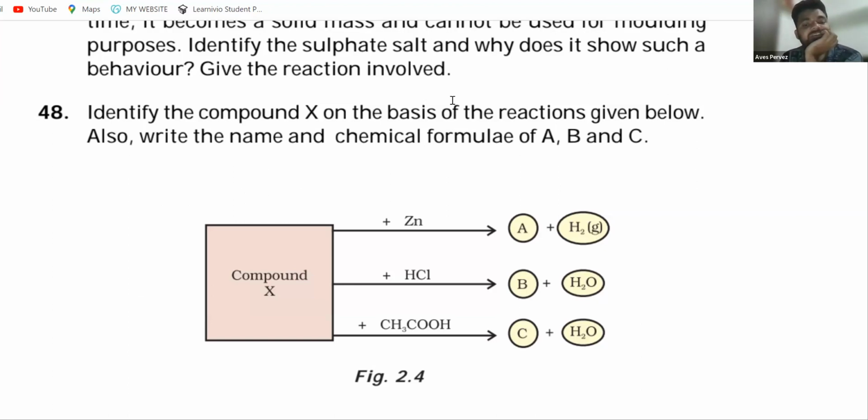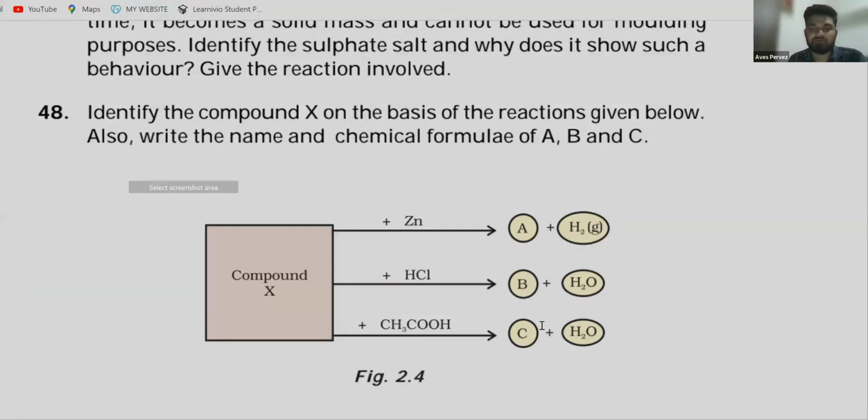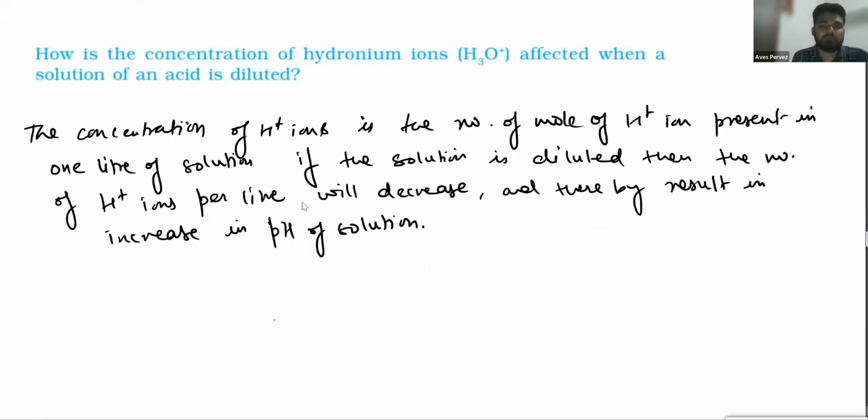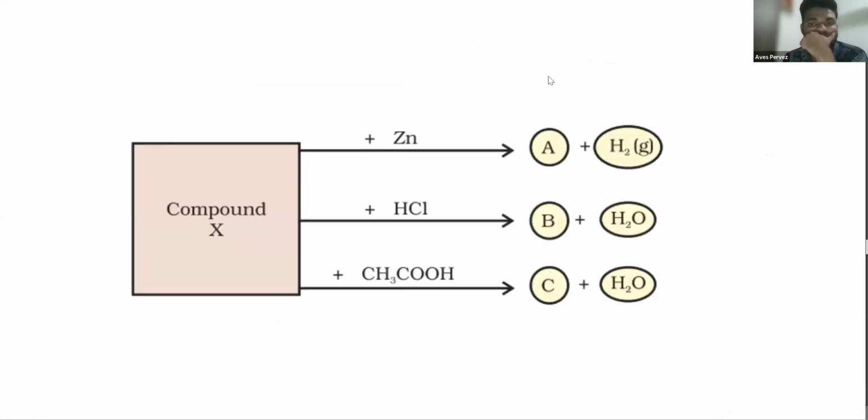Zinc when reacted with compound X gives A plus hydrogen gas, that we have done in the previous class. Similarly, HCl also reacts with this compound and gives water, and here when it reacts with this one, it also gives water. Is there any idea regarding this question? Sodium hydroxide. Okay, and what is A? Sodium zincate. Yes, it will be sodium zincate.